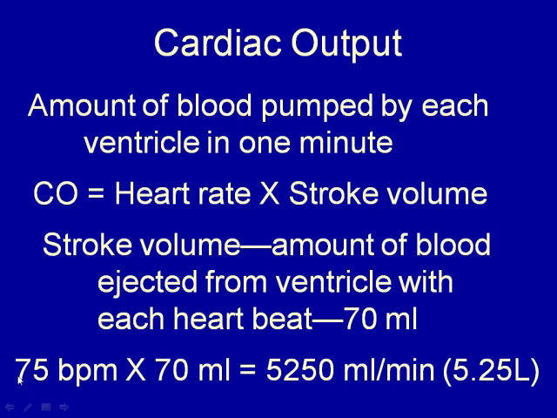So if we do the math, if we're in sinus rhythm at 75 beats per minute and we're ejecting 70 milliliters per beat, then every minute we should pump about 5,250 milliliters of blood, or 5.25 liters. Now, you'll remember that 5 to 6 liters of blood is the total amount of blood in the body. So the heart pumps your entire blood volume about every minute. Now, if we change either of these, we will change cardiac output. But it's important that cardiac output remain fairly constant. So if one of these goes up, the other one has to go down, or vice versa. If one goes down, the other one has to go up.